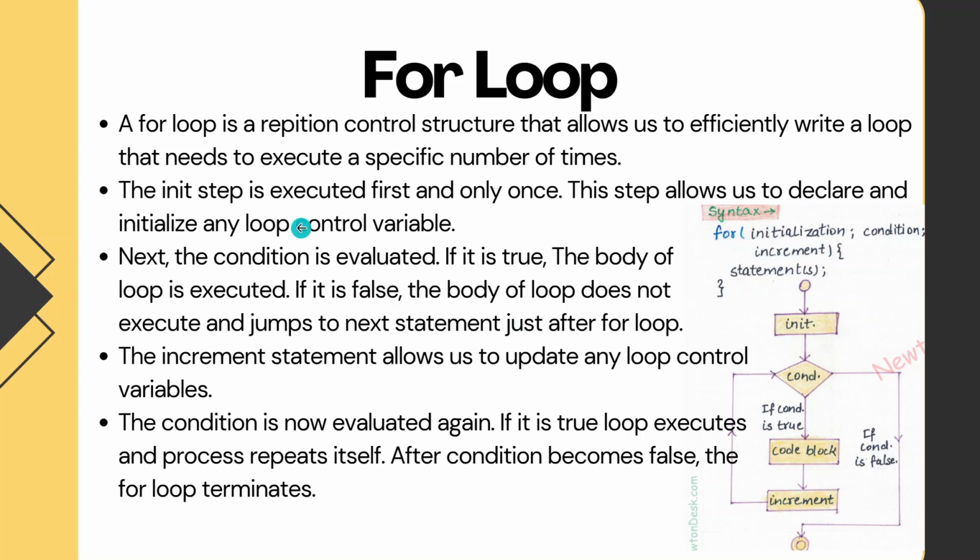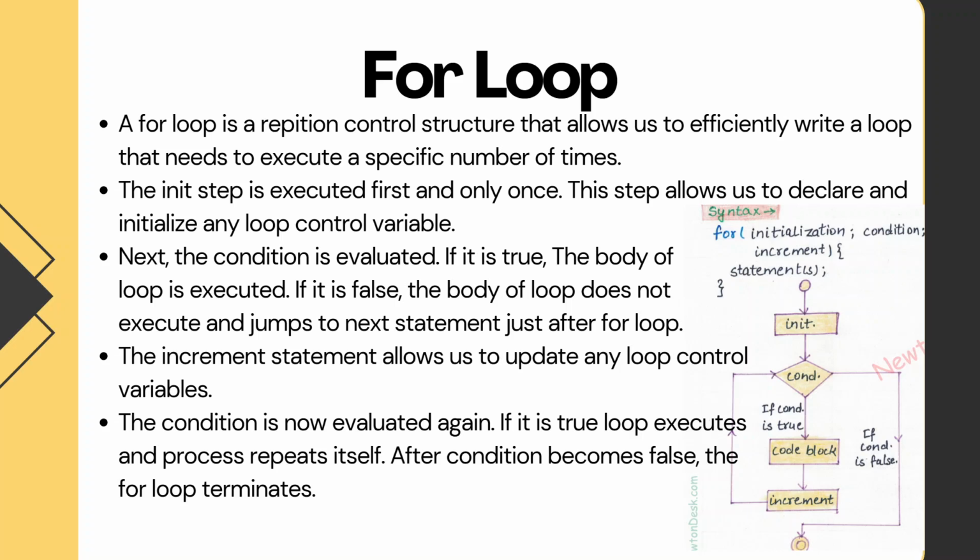The init step is executed first and only once. This step allows us to declare and initialize any loop control variable. Next, the condition is evaluated. If it is true, the body of the loop is executed, and if it is false, the body of the loop does not execute and jumps to the next statement just after the for loop.